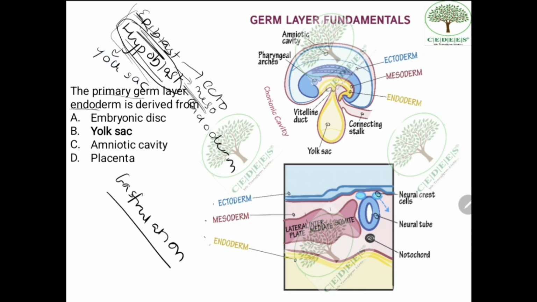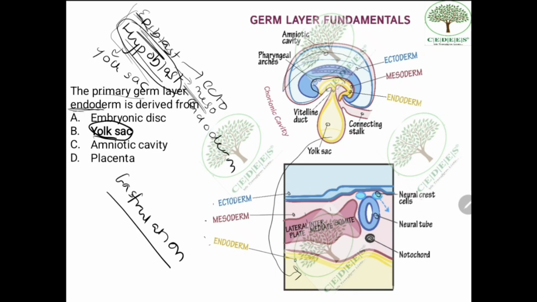So here, to answer this question, the primary germ layer endoderm is derived from the yolk sac, which is the hypoblast. Now in this diagram you can see very well, the yellow shaded portion is our yolk sac, and this yolk sac is going to form the endoderm. And this endoderm is essentially going to be lining our yolk sac, whereas our ectoderm is going to be lining the light blue shaded part, that is the amniotic cavity.